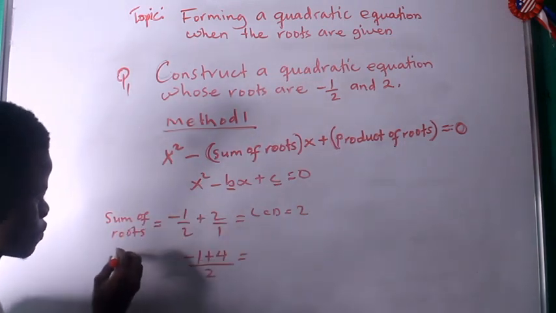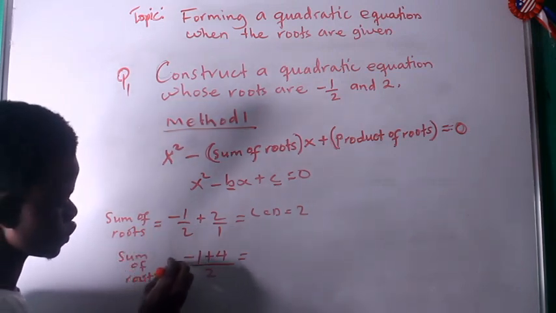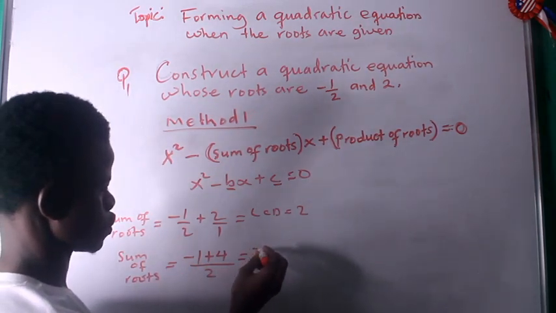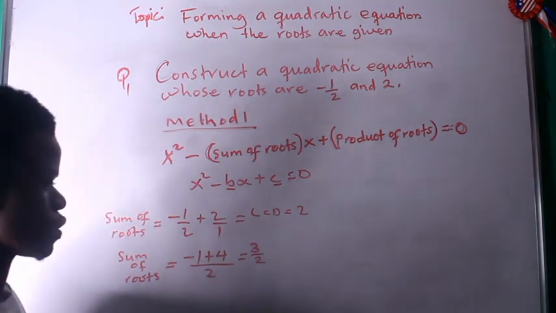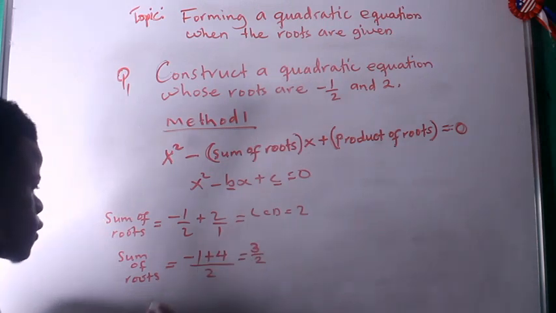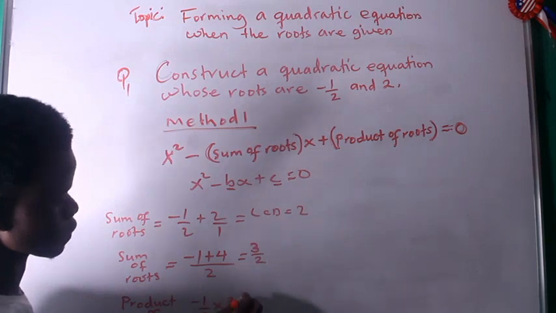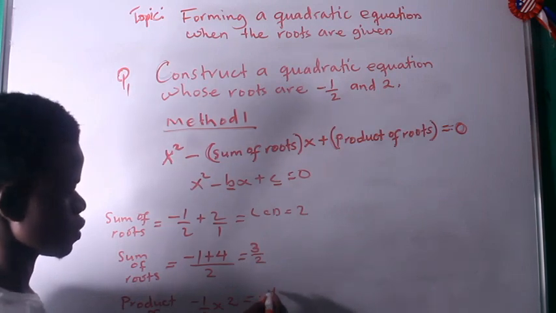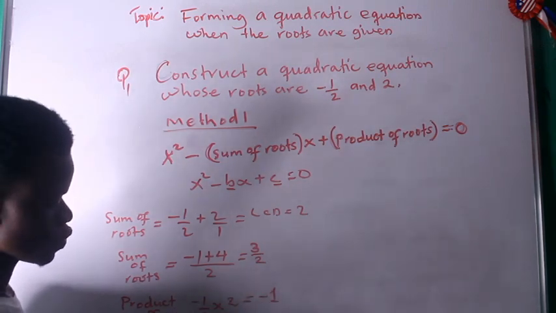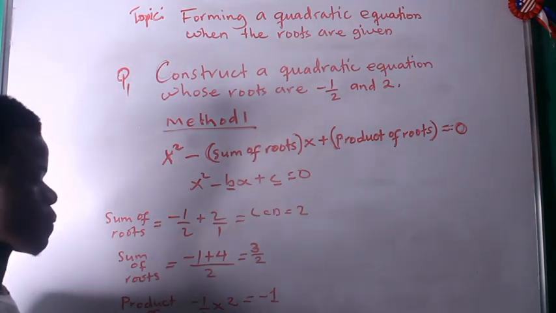So the sum of the roots is equal to 3 over 2, because minus 1 plus 4 is 3 over 2. This is the sum of the roots. The next one is the product. Minus 1 over 2 times 2 is minus 2 over 2, and minus 2 divided by 2 gives you minus 1.